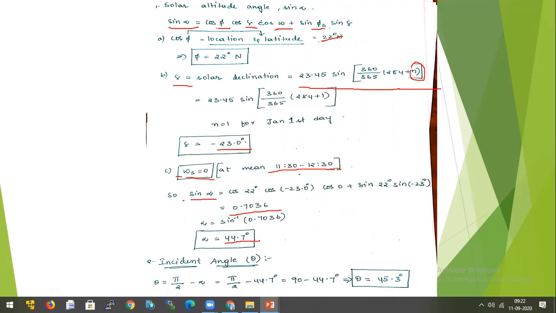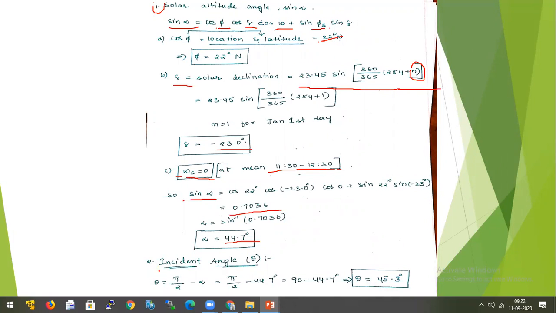So the first bit is over. The first bit is the solar altitude angle, sine alpha, which is equal to 0.7036. From that, for future calculations we use only the alpha value. Alpha is equal to 44.7 degrees.